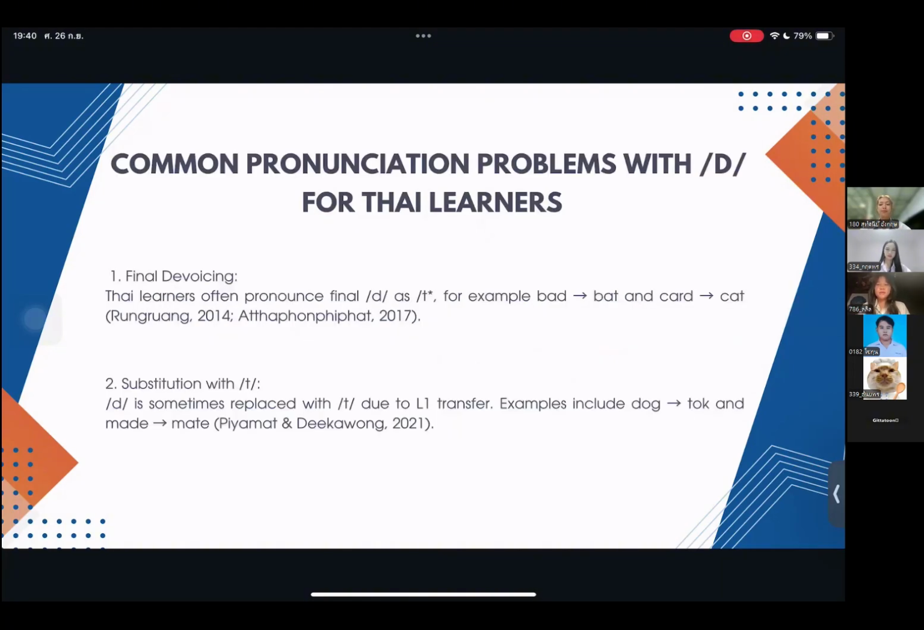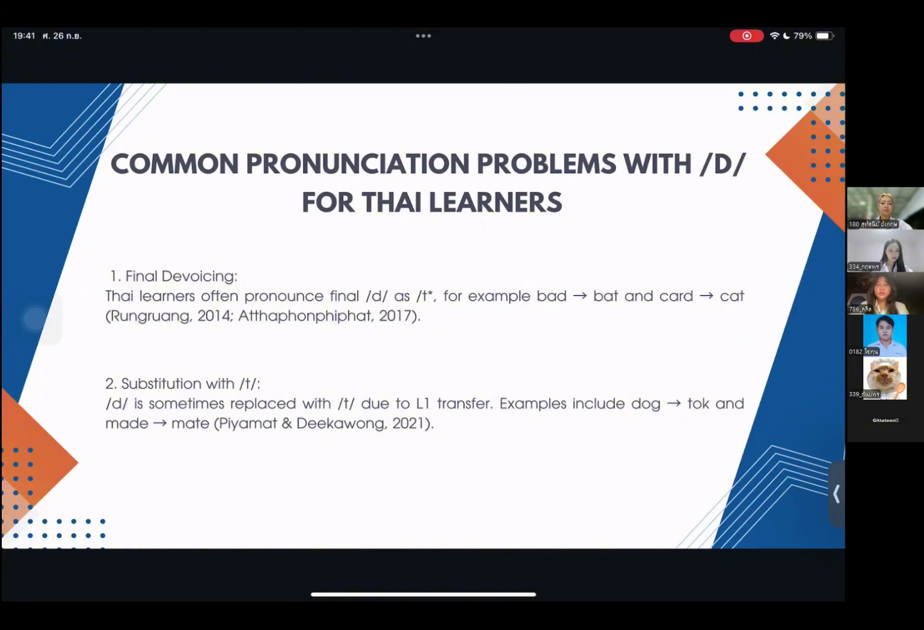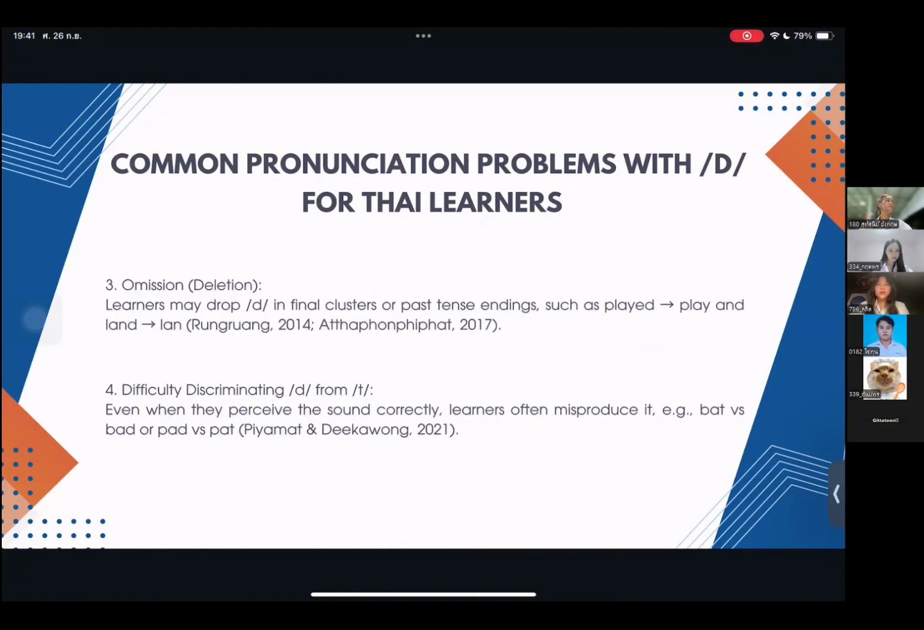Research highlights the same issue. Lalin 2014 found students often omitted D in "culture." Gittapron 2017 reported a high rate of devoicing. Piyamat 2021 noted many learners admitted they were not confident about producing D correctly, which reflects lack of exposure and transfer from Thai.